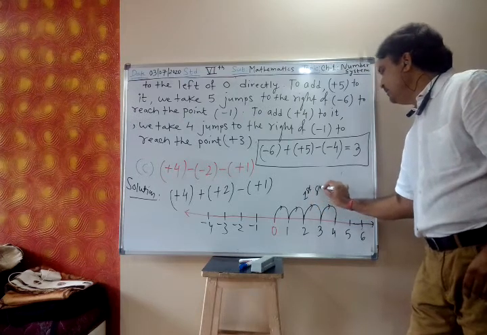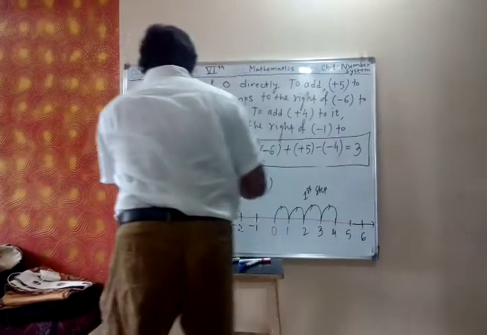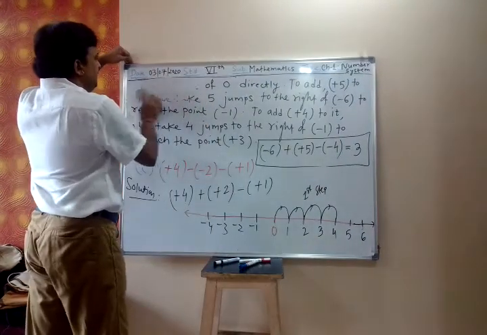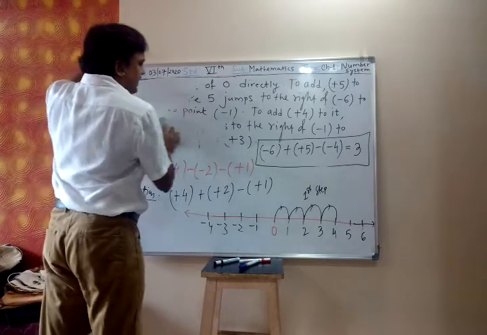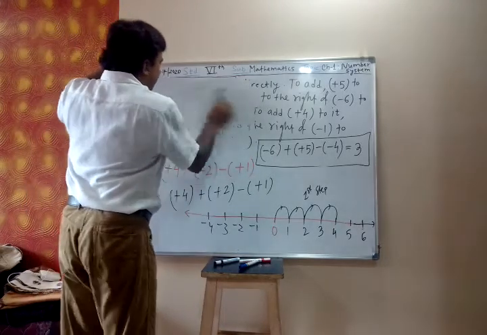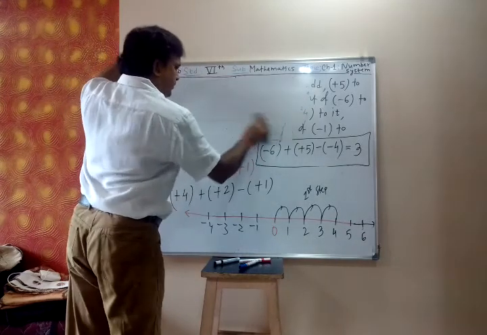So we write first step. First step is to represent the number plus 4. We write the explanation. You have to write the explanation and write their first step.